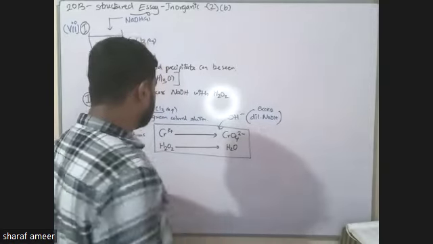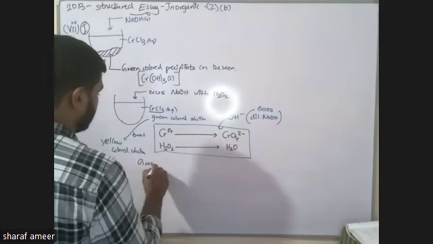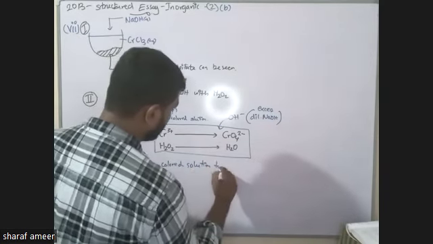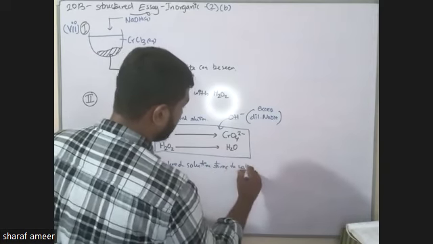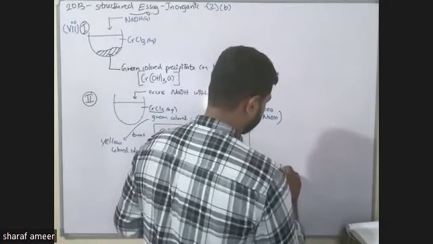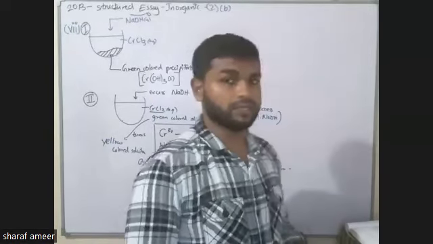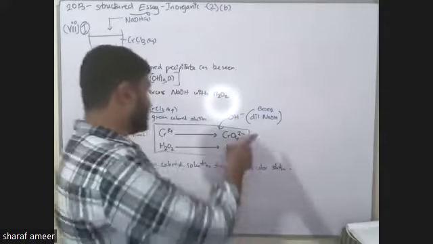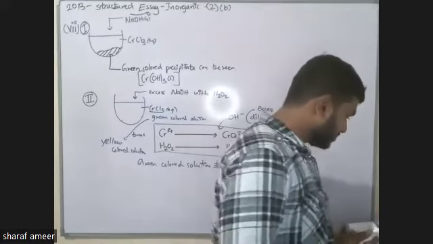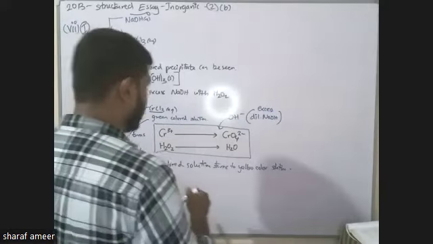So this is the observation. In the observation, you can see the green colored solution turns to yellow colored solution. This is the observation that we found by adding excess dilute NaOH along with hydrogen peroxide, right? So you can say this reaction is D.